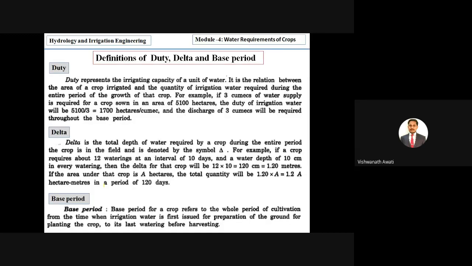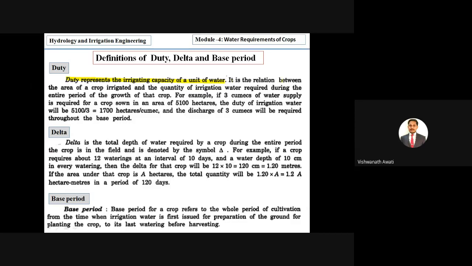So first we have to understand what we mean by duty. Duty represents the irrigating capacity of a unit of water. The term is very important. For example, if I take one bottle of water, how much area can it cover for irrigating? If I take 1 liter of water, that is the irrigating capacity. It indicates how much area we can irrigate. But how much water is required for irrigation for the complete growth? That is what they are telling.